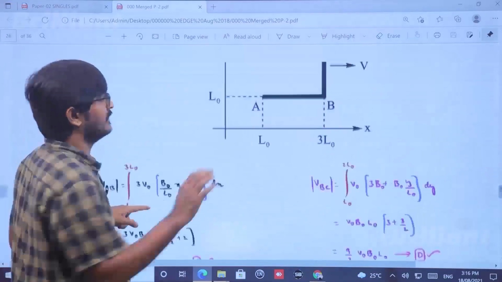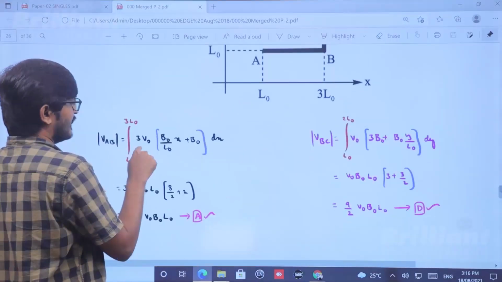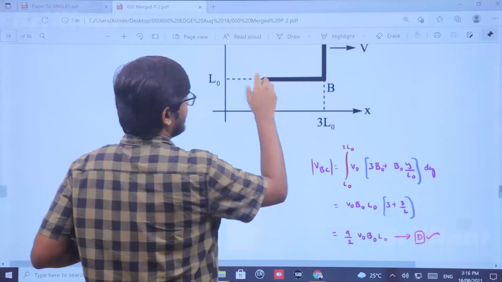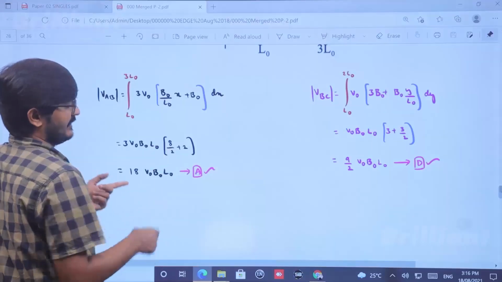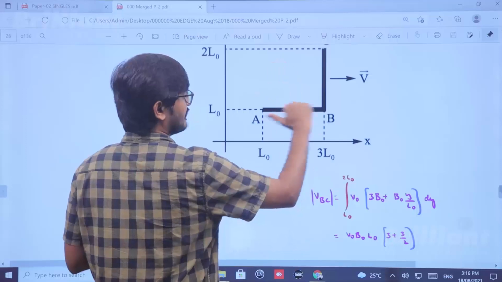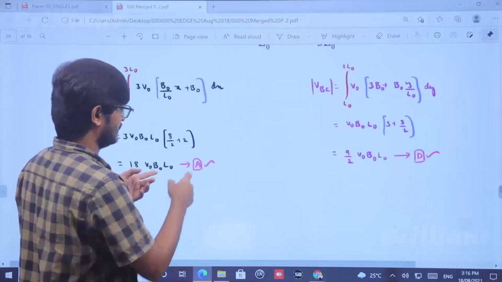V bar cross B bar dot dl bar. Now you need to integrate from where to where? The x coordinate is L naught to 3 L naught. So you will get 18 V naught B naught L naught, from V bar cross B bar dot dl bar. This will be higher potential, this will be lower potential. So A minus B will be this much.